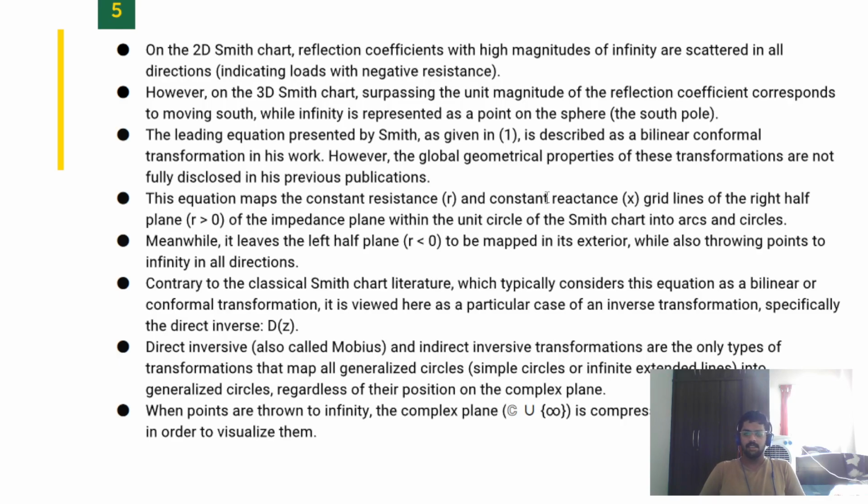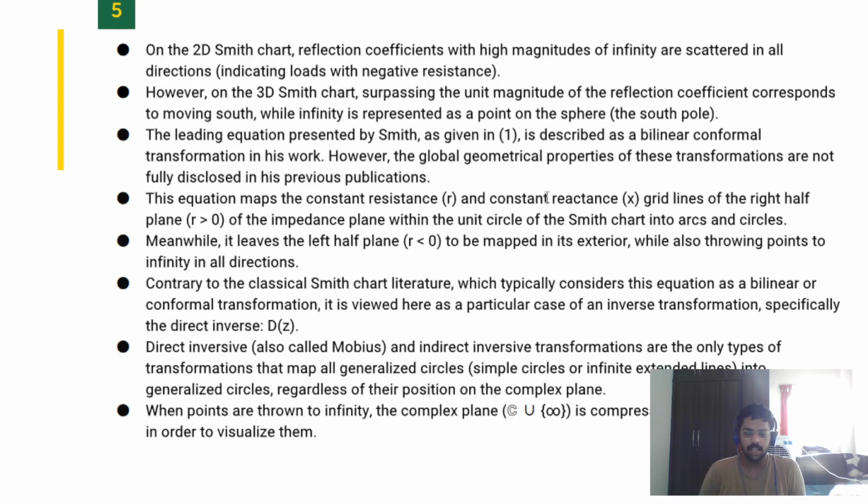This equation maps the constant resistance R and constant reactance X grid lines of the right half plane, R greater than 0, of the impedance plane into arcs and circles within the unit circle of the Smith chart. Meanwhile, it leaves the left half plane, where R is less than 0, negative, to be mapped in its exterior, while also throwing points to infinity in all directions.